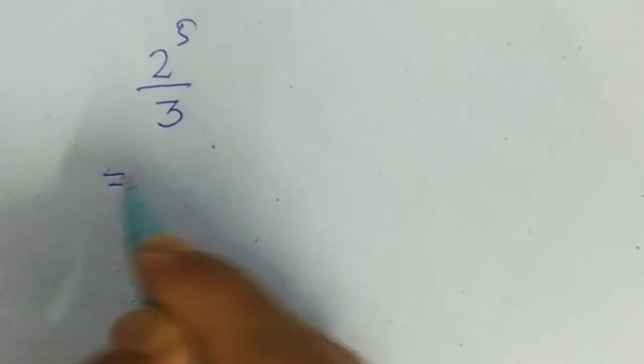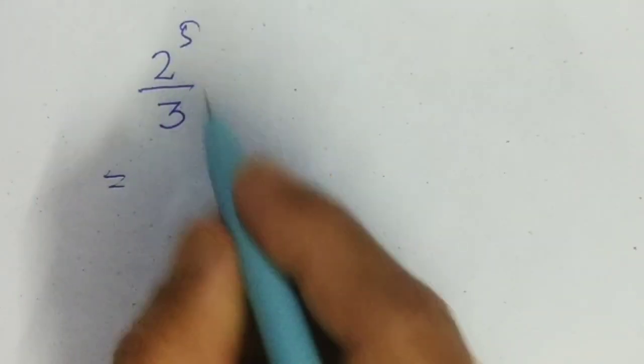Today we will have a discussion on remainder theorem. Let's see how to answer the questions within a few seconds. First question is 2 to the power 5 divided by 3. So how to solve it?